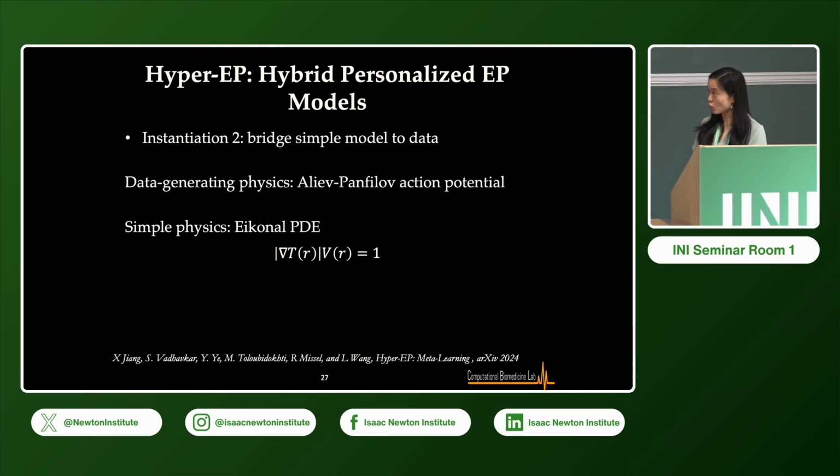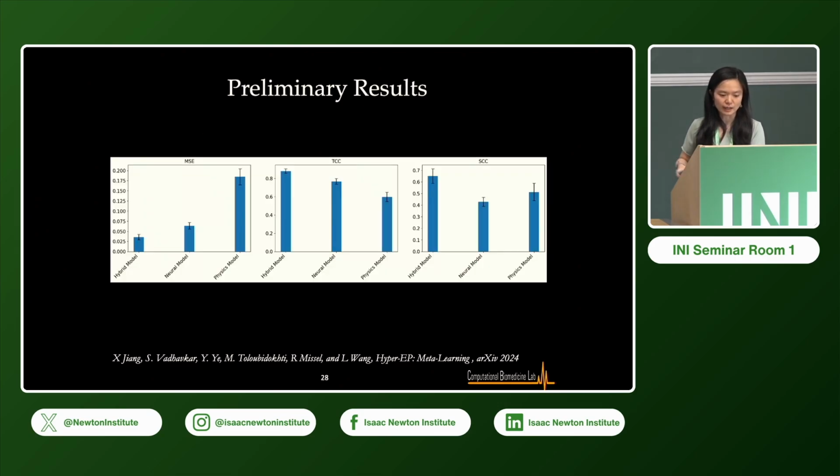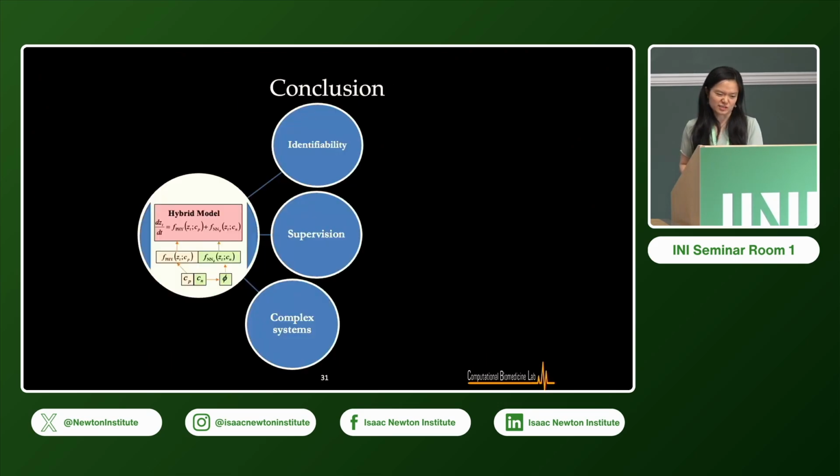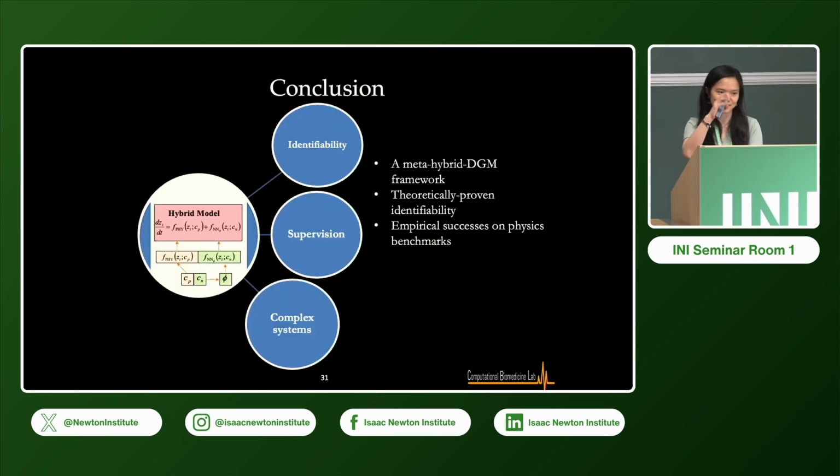We're also trying things like taking the physics component to be the eikonal model, and then we want the neural network to bridge from the eikonal model to the action potential Aliev-Panfilov model. Again, we have some very initial results to show that this hybrid approach will be better than if you do completely neural network or completely physics-based. But I will stop here, so we can have some time for discussion.